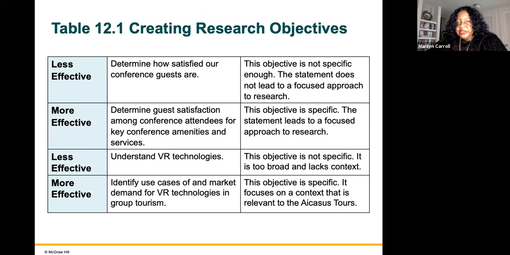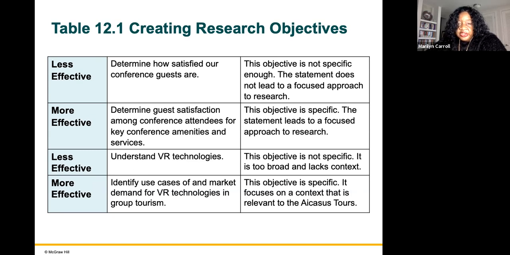So, creating research objectives. The less effective way is to determine how satisfied our conference guests are. This objective is not specific enough. The statement does not lead to a focused approach to research. A more effective way would be to determine guest satisfaction among conference attendees for key conference amenities and services. Now, this objective is specific. The statement leads to a focused approach to research.